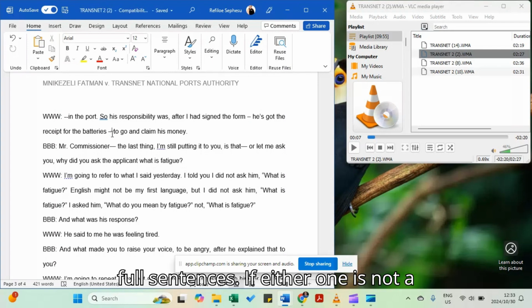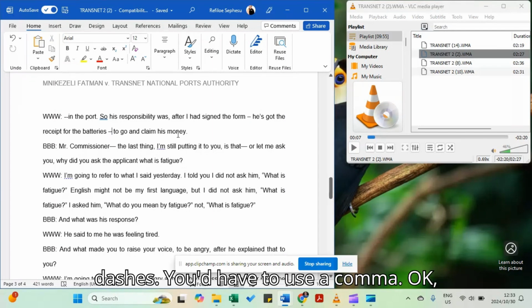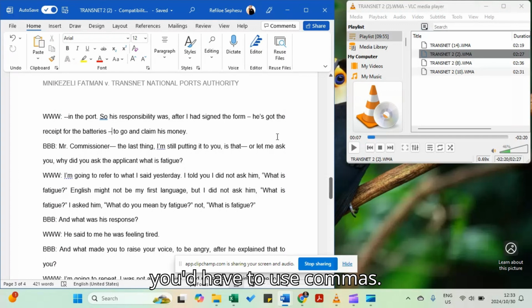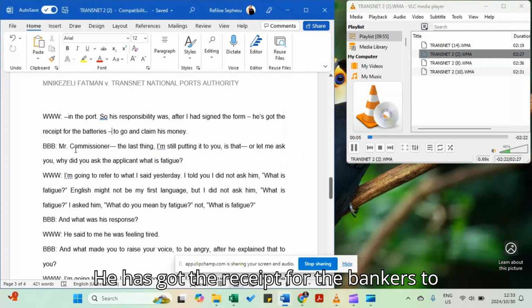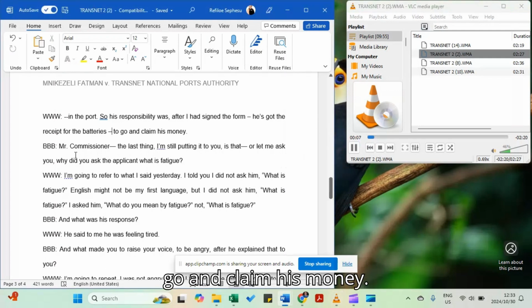If either one is not a full sentence, you may not use the dashes. You'd have to use a comma. Okay, you'd have to use commas. Okay, we go on. He's got the receipt for the batteries to go and claim his money.